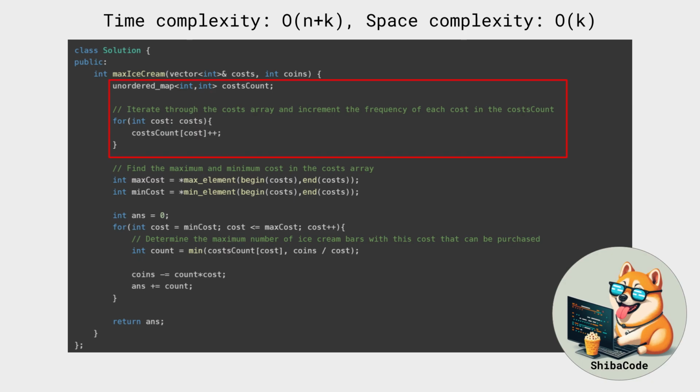The first part of the code initializes an unordered map called costs count and iterates through the costs array. For each cost in the costs array, the frequency of it is incremented in the map. The second part of the code finds the maximum and minimum cost in the array, which determines the range of the input. Finally, the function iterates through the range of costs from the minimum to the maximum, determining the maximum number of ice cream bars that can be purchased at each cost, and updating the available coins and total number of ice cream bars purchased accordingly.